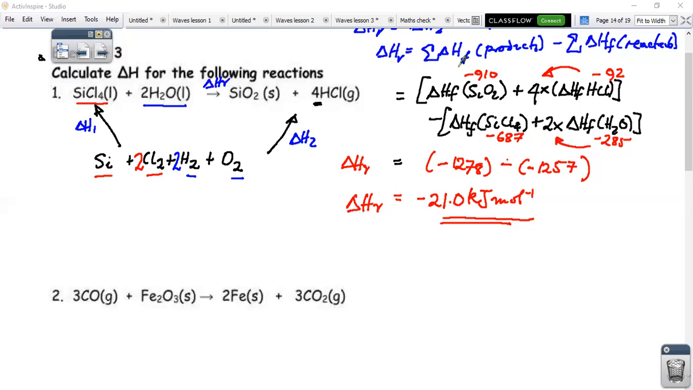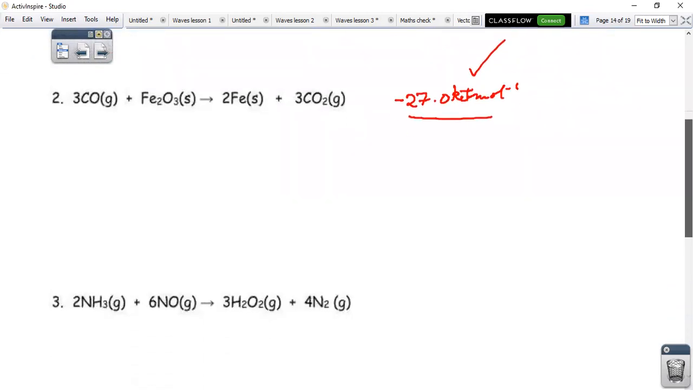I got minus 27 kilojoules per mole. Well done, Zinera. You're absolutely spot on. Well done. Excellent. That's the one. Okay. Well done. Way to go. Good. Okay, try the next one now, please.